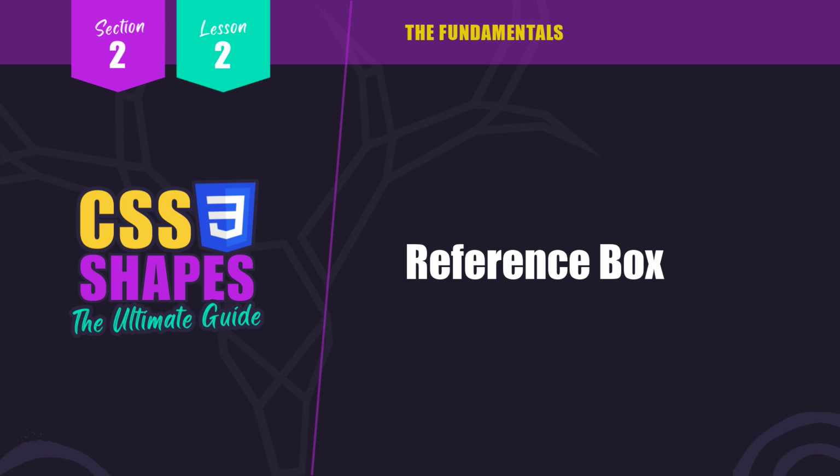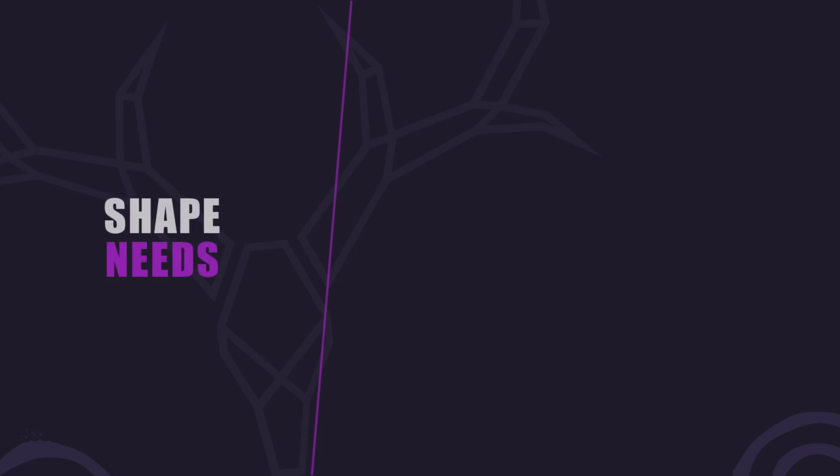There are a few things that CSS shapes need in order to function and display as desired. First, they need to be floated. Next, they need a coordinate system to control how they are drawn and where they are placed. And this coordinate system needs an origin.